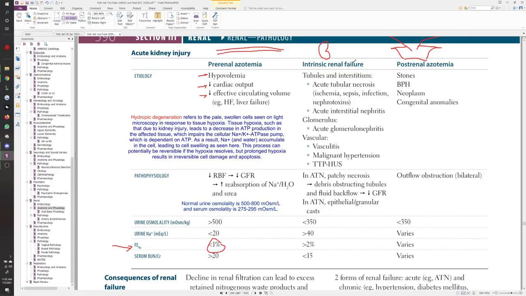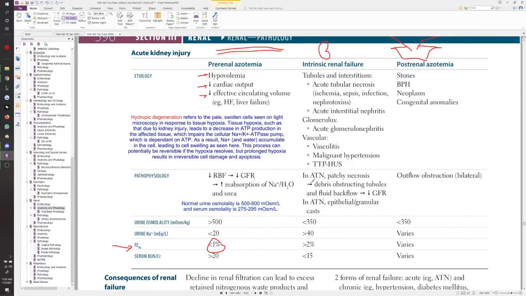Now, if you look at intrinsic renal failure, this is where the kidney itself is failing. The kidney does not work. The nephrons inside your kidney do not work. Why? Maybe you have acute tubular necrosis. Maybe you have acute interstitial nephritis. Maybe you have renal papillary necrosis. Maybe you have any other issue inside the kidney that doesn't let it work, right? Glomerulonephritis, vasculitides, malignant hypertension, thrombotic TTP, right? Thrombotic thrombocytopenic purpura, HUS. There's a bunch of things that can cause the kidney to not work.